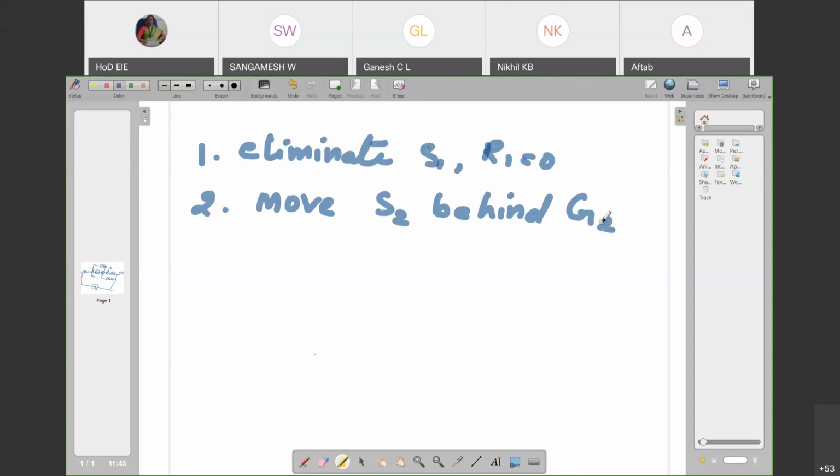When you are moving the summing element S2, you could see that S2 is getting attached with H3, correct? Is it having H3? Yes. So the summing element is having an attachment as H3. When I am moving the summing element behind block G2, should H3 be multiplied with G2 or should H3 be divided by G2? What should happen?